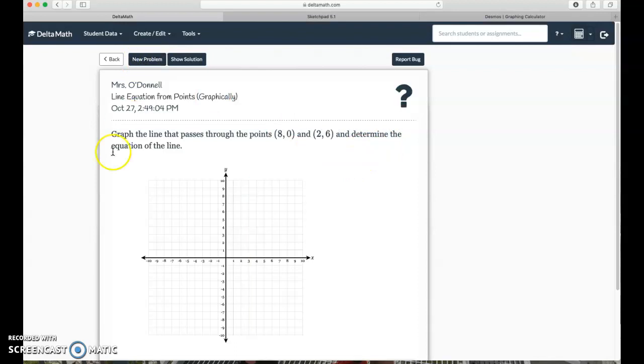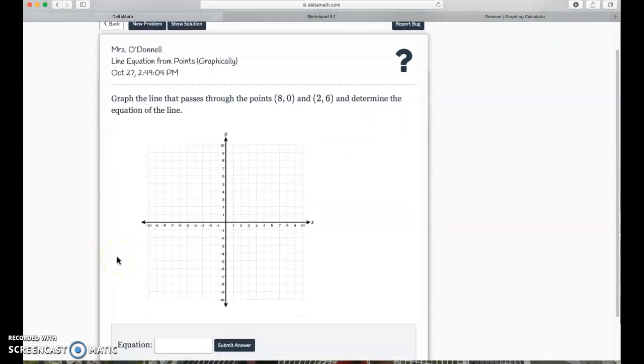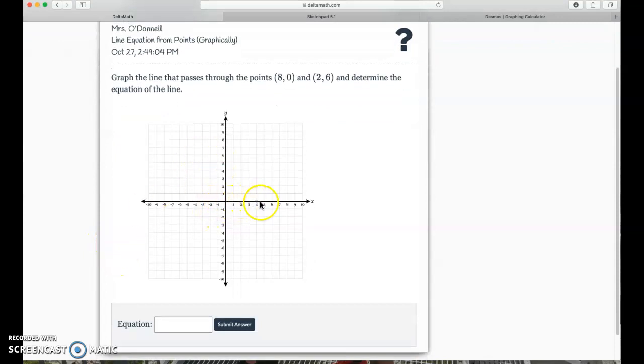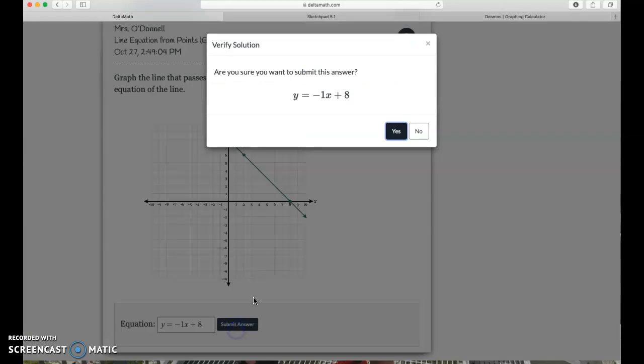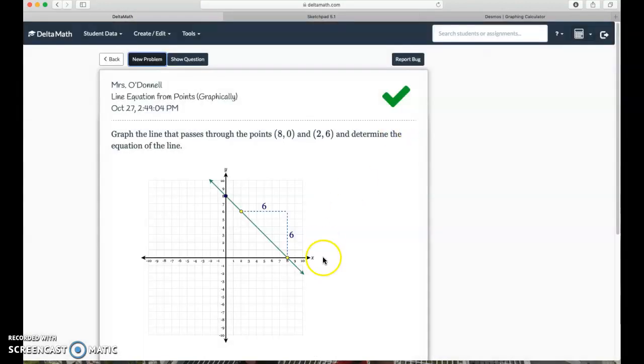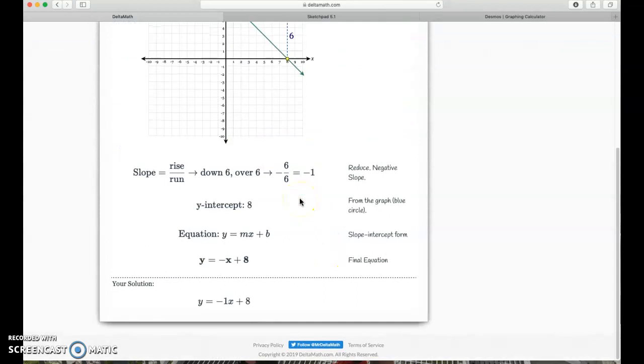Let's see if we can find one that's maybe a little harder. So graph the line that passes through the points (8, 0) and (2, 6) and determine the equation of the line. Well, it looks like we could figure this out in slope-intercept form pretty easily. My y-intercept is at 8, and it looks like I have a slope of -1. So -1x plus 8. Cool. And they show us our slope triangle too.